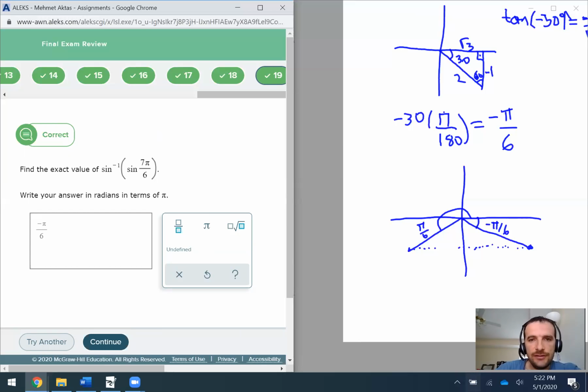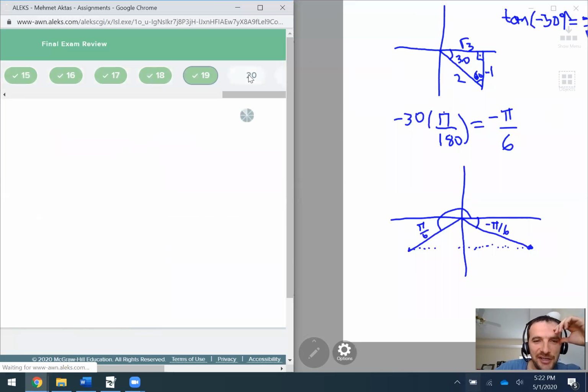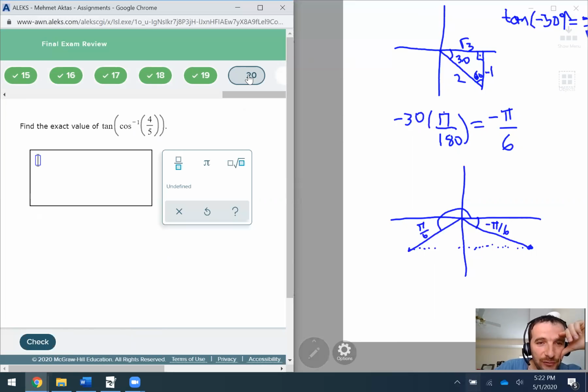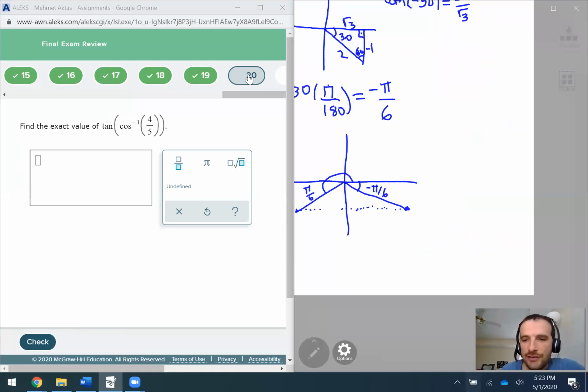Okay, last question in this video. I hope it does not crash. Let's see. Okay, find the exact value of tangent of cosine inverse of 4 over 5. Another good question. Let me try to write it down somewhere here. So remember the range of cosine inverse is the first or the second quadrant. And since this is positive, right? This is first quadrant.